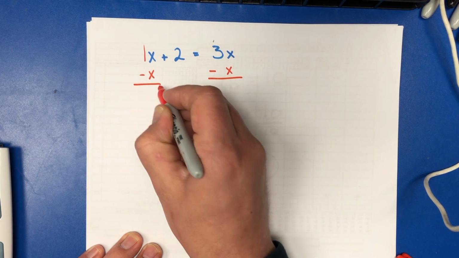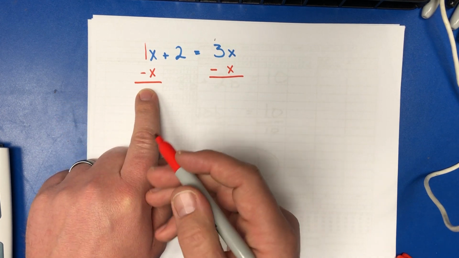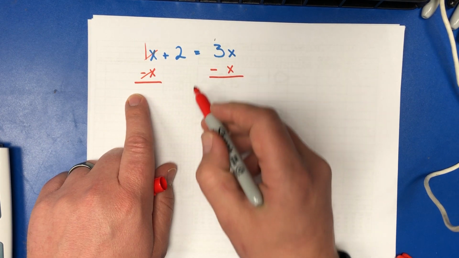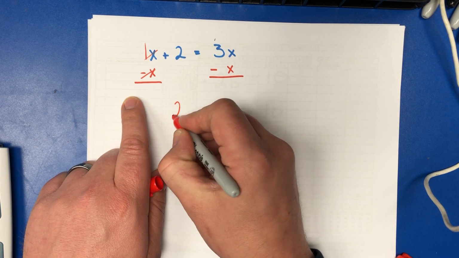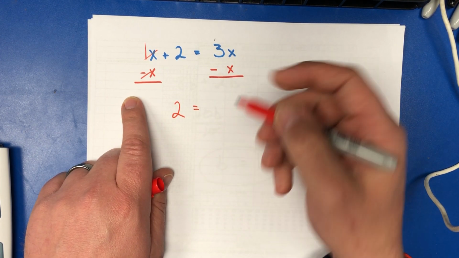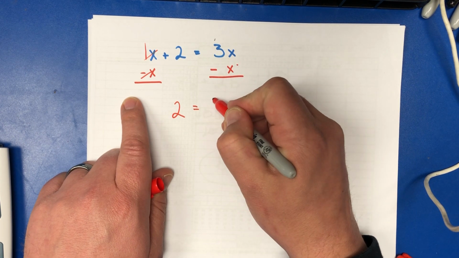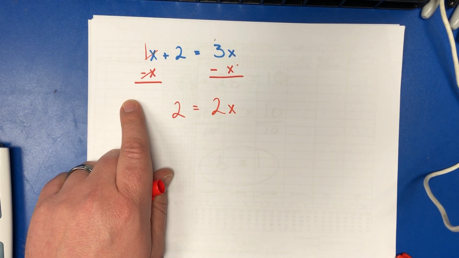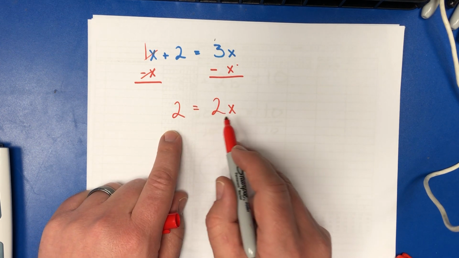So if I came in here and I took an x away from the left side of the equal sign, how many x's would be left? There wouldn't be any. I've just canceled it out. All that is left on the left side of the equal sign is this positive 2. On the right side, if I started with 3 x's and I took 1 x away, I have now 2 x's, or 2 times x. Okay? So now what I have left in my equation is 2 is equal to 2 times x.